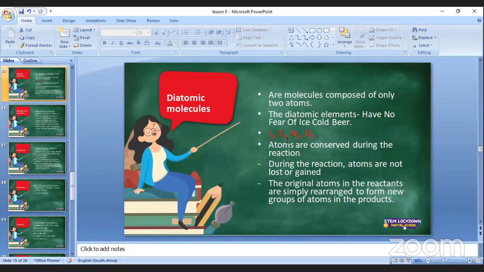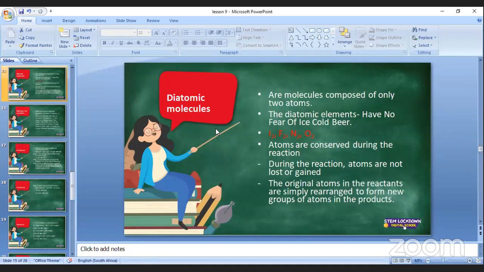They are always represented in this manner. You see where I shaded with red, right? Yes, sir. They are always written in this manner because they are diatomic molecules. They have only 2 atoms in them, and they are represented in that manner. Are we clear? Yes, we are clear, sir.